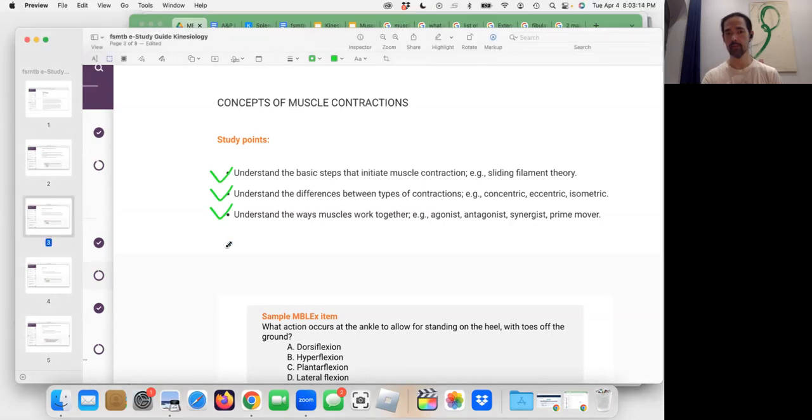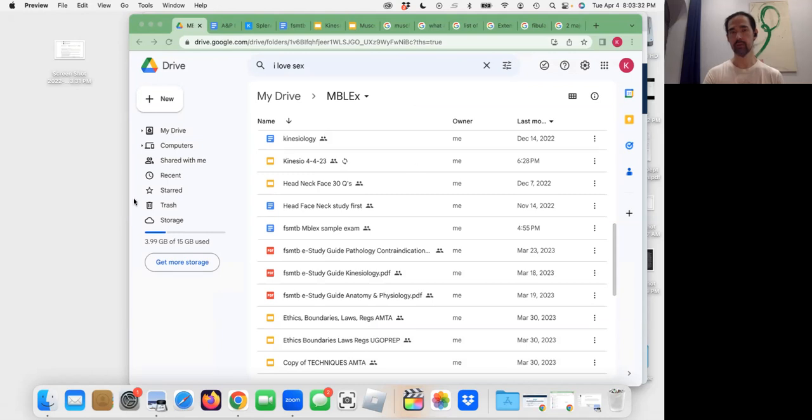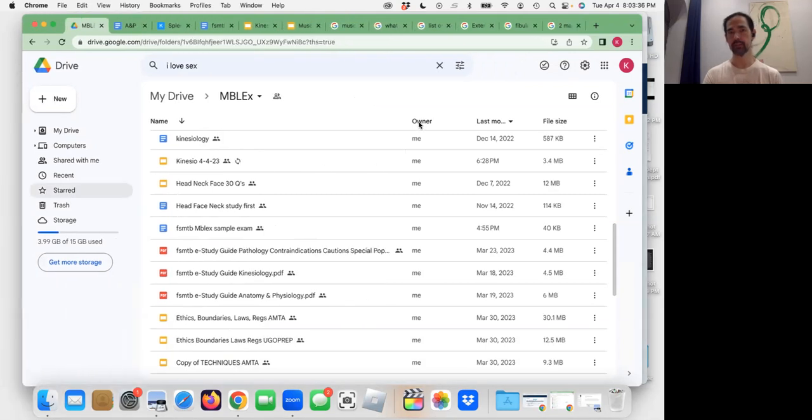And I have a couple opinions on how much of sliding filament theory may be on the exam, how much of eccentric, concentric, isometric may be on the exam, etc. And I'll share those opinions with you. I do want you guys to know that I am not sure how much of that they're going to ask you, but we have to start somewhere, right? So I don't want to overwhelm you with information at a depth, at a layer that is much more than you need, and that is definitely possible with something like sliding filament theory.